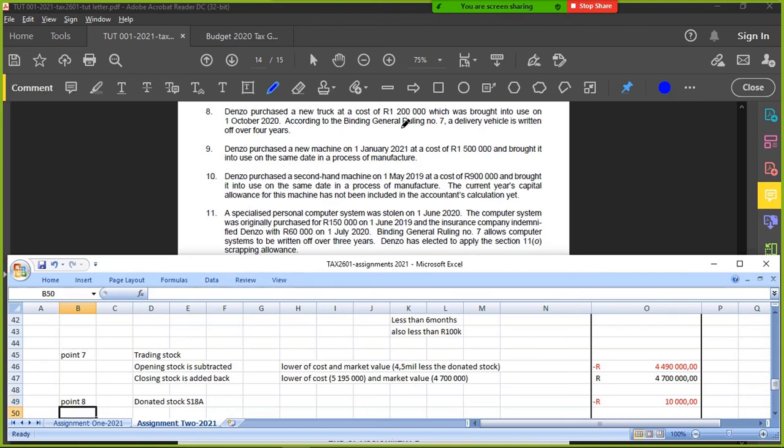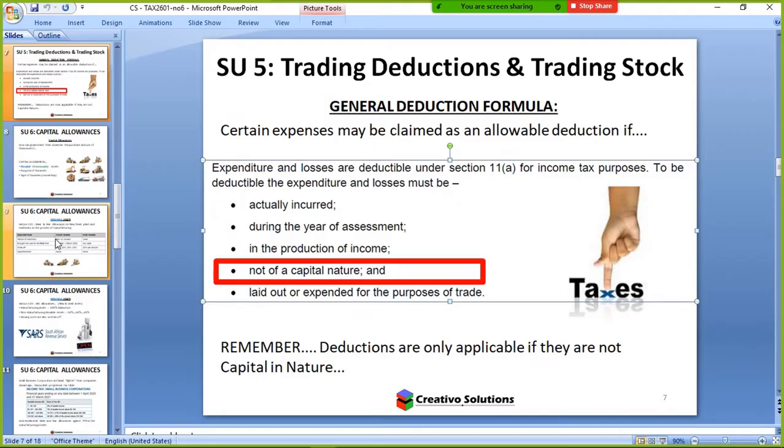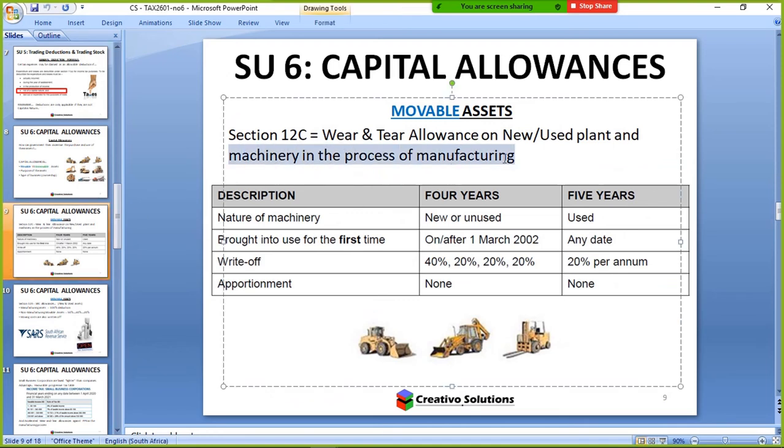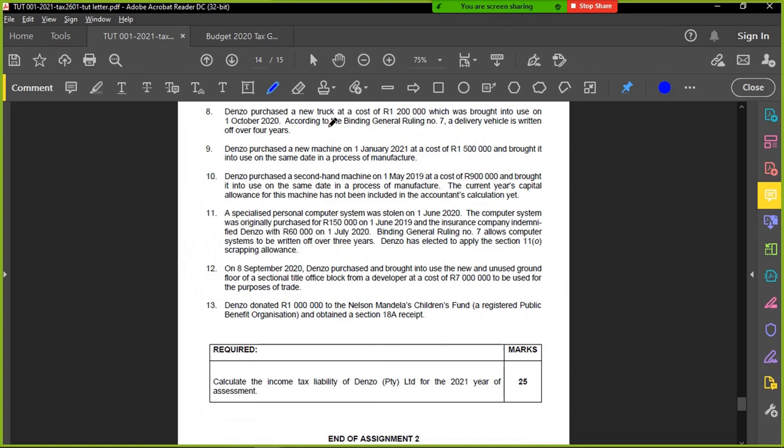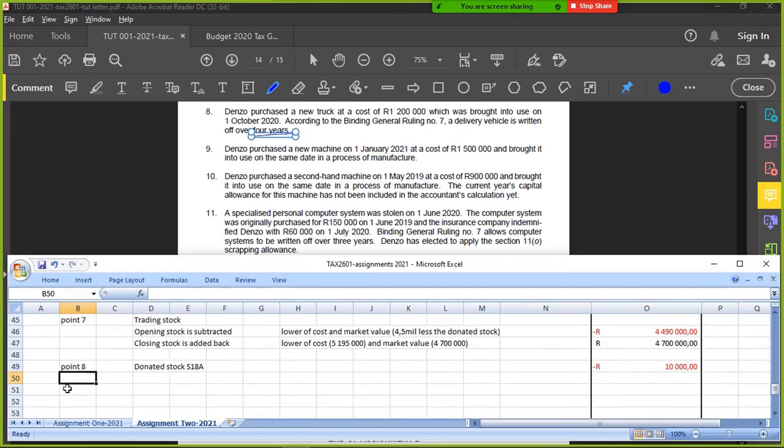Denza purchases a new truck costing 1.2 million, which was brought into use on the 1st of October. Here you've got a scenario where you have a truck, which is a movable asset. It is not in the process of manufacturing. It's a delivery vehicle, and it's written off over 4 years. So this would be a section 11E wear and tear allowance. Make sense? Yes.